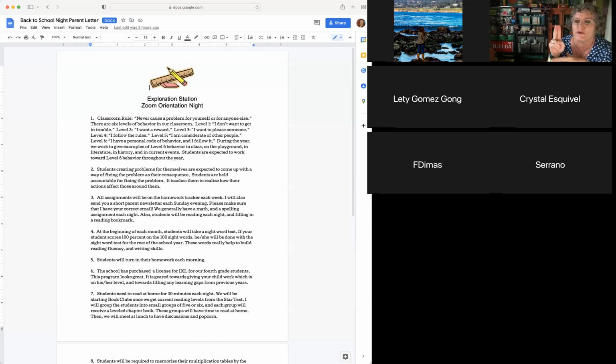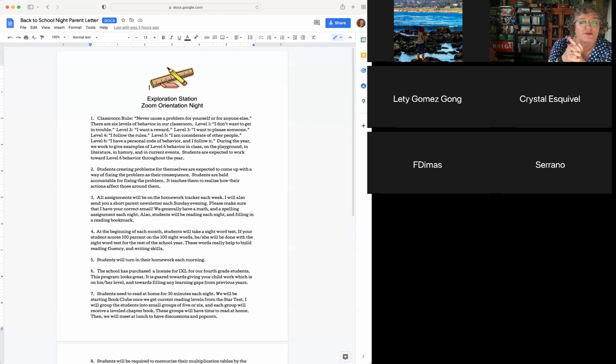And so we have a spelling assignment each night. I think it's actually just spelling, sorry. And then we always have a math assignment too each night. Students have to read each night too, and they're going to fill in a little reading bookmark. They're supposed to read 30 minutes each night.